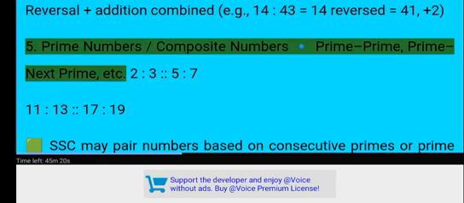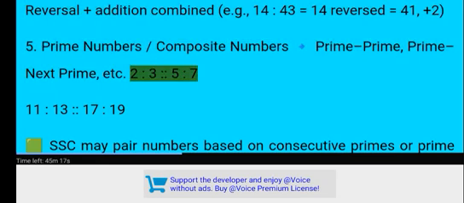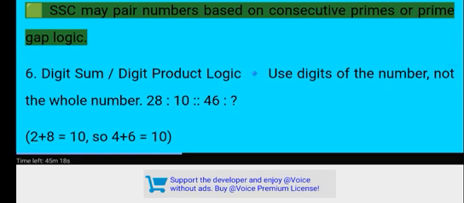5. Prime numbers, composite numbers: prime, prime, prime, next prime, etc. 2, 3, 5, 7. 11, 13, 17, 19. Green square: SSC may pair numbers based on consecutive primes or prime gap logic.